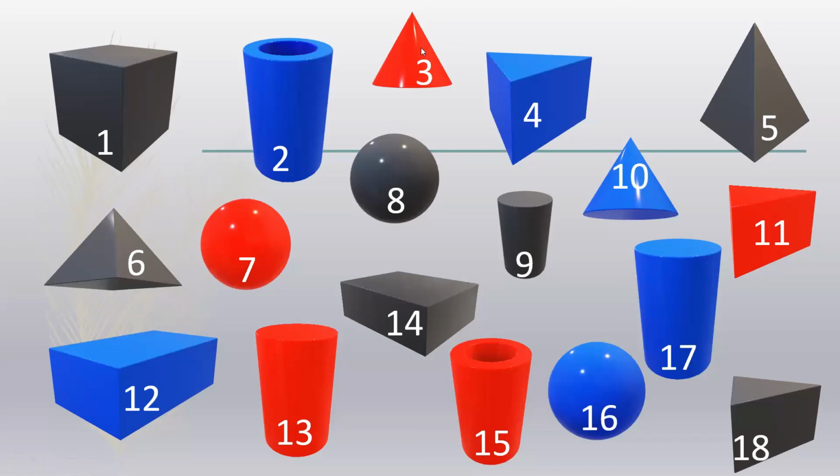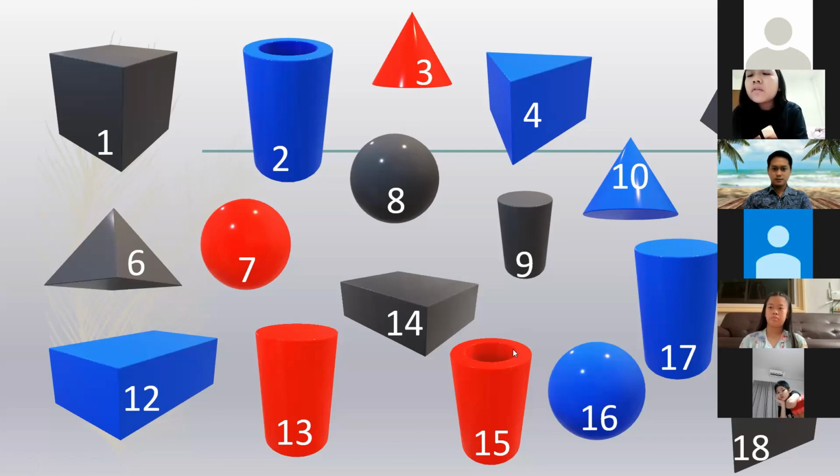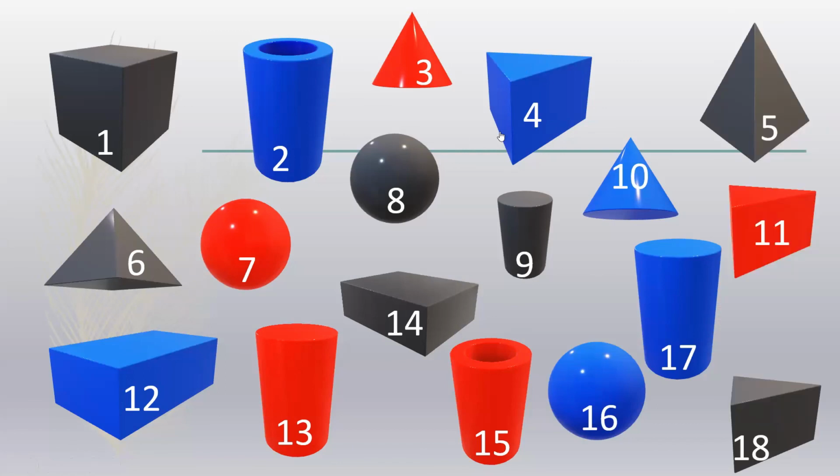Okay, did you understand? Did you understand the video? Yes. Wait, I'll just unmute you all. Okay. So, whoever wants to answer, you can unmute your mic, okay? Everyone can answer. For number one, what shape is this? Cube. Okay, so Kiki answered cube. Next, number two, who wants to answer?